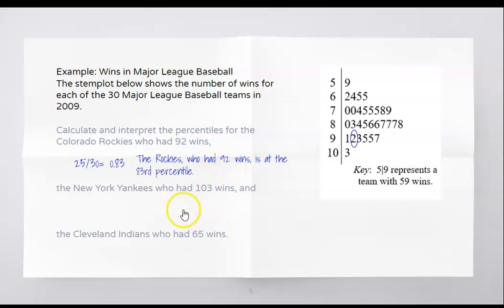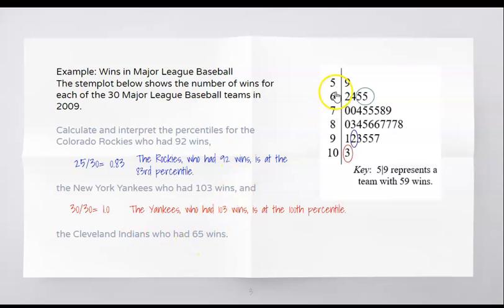All right, same process for the New York Yankees, who won 103. So I find 103 right there. Well, that's the 30th spot out of 30. So 30 out of 30 is 1. So it's the 100th percentile. The Yankees, who had 103 wins, are at the 100th percentile.